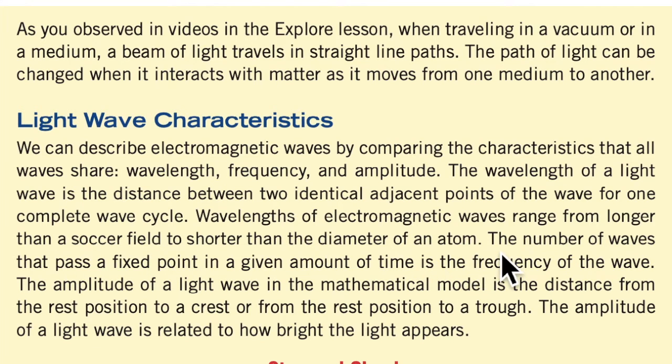The number of waves that pass a fixed point in a given amount of time is the frequency of the wave. The amplitude of a light wave in the mathematical model is the distance from the rest position to a crest or from the rest position to a trough. The amplitude of a light wave is related to how bright the light appears.